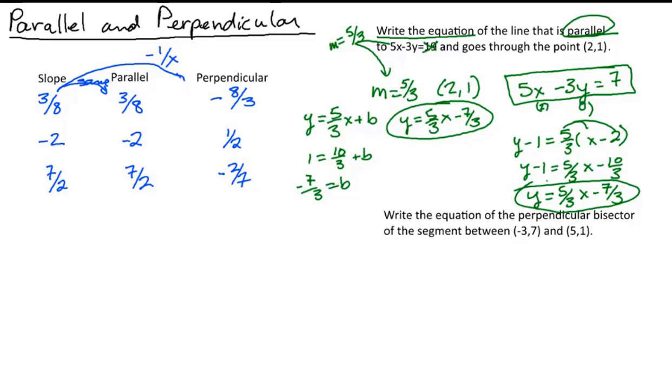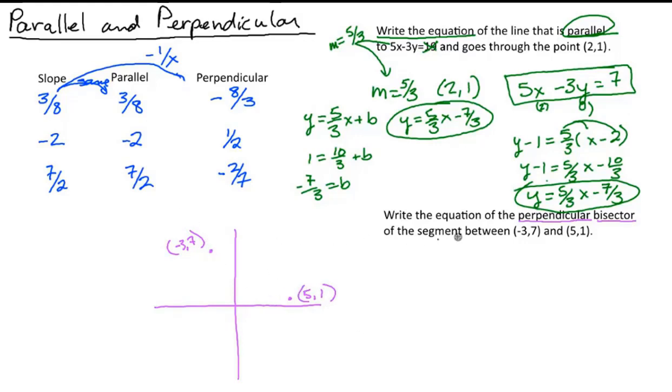Okay, let's look at the final one down here. Write the equation of the perpendicular bisector of the segment between -3, 7 and 5, 1. We're going to be using the perpendicular bisector of the segment. Let's draw this out and see what this actually looks like. So we have -3, 7 up here, and 5, 1 right here.